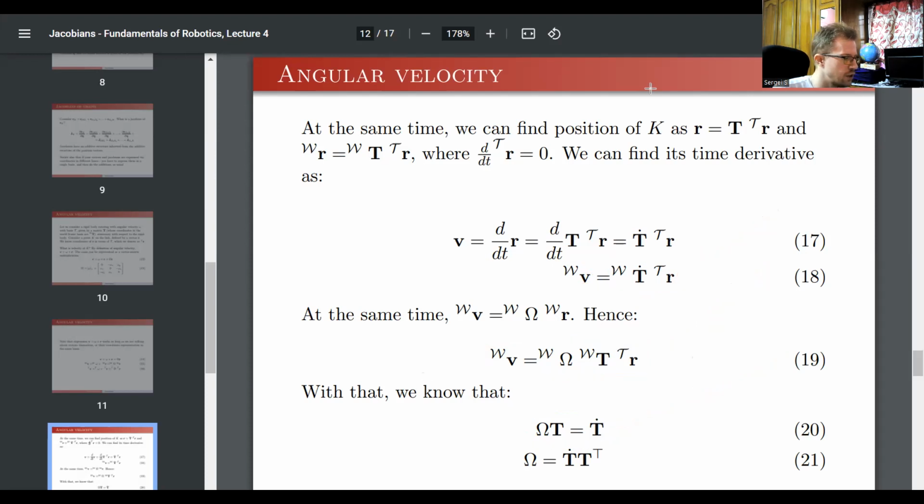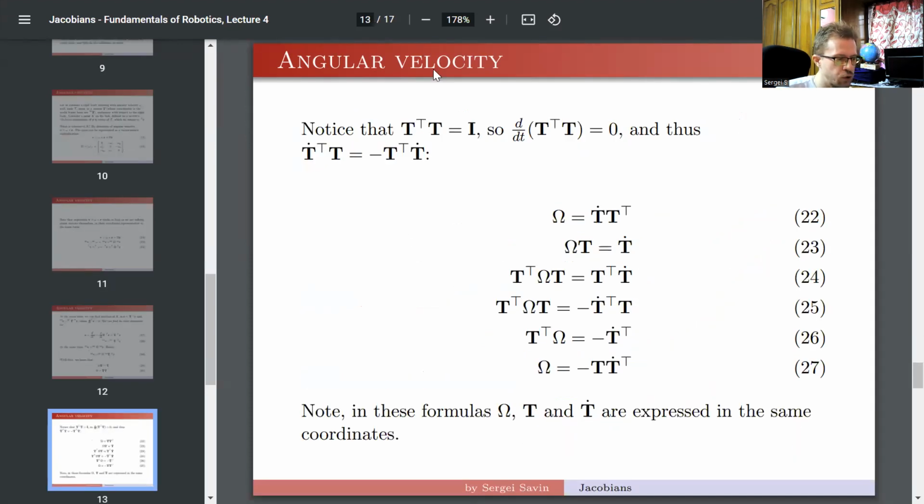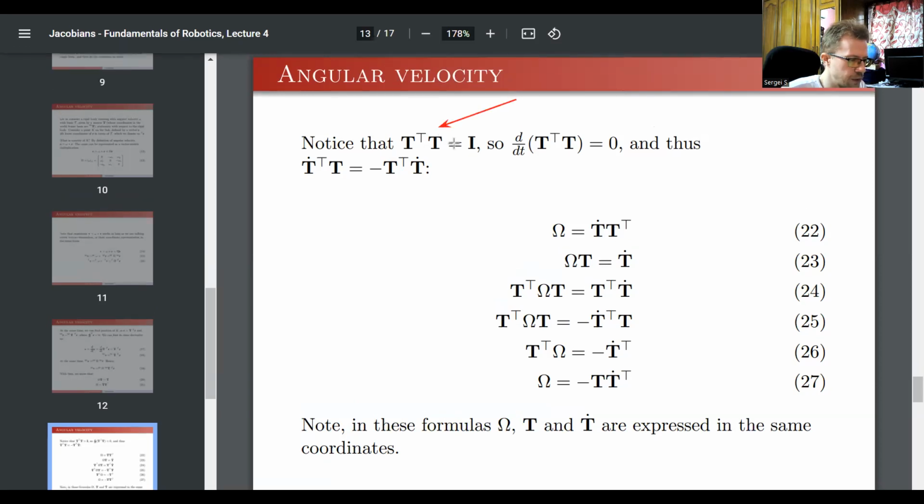If there are no other questions, let me make the next step. Next, I want to show you just how much we can do with those vectors. So first of all, notice that this is a definition of an orthonormal matrix: the fact that T transpose T is equal to I. That is pretty much the definition of orthonormality. It implies that columns are unit length and mutually orthogonal.